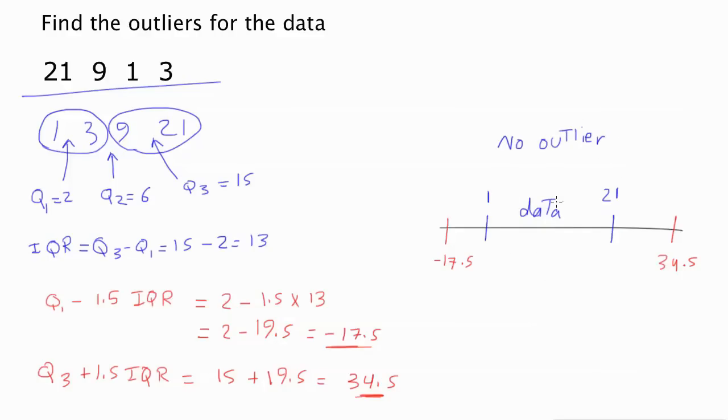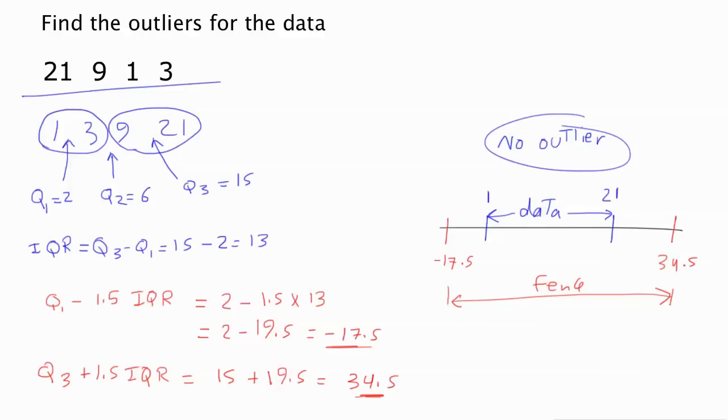Why is there no outlier? Because all the data from 1 to 21, all of them are inside the fence. Imagine this is my fence, the fence of good data, and we can think of my data as being from here to here. So all the data are inside the fence, and that's why there is no outlier.